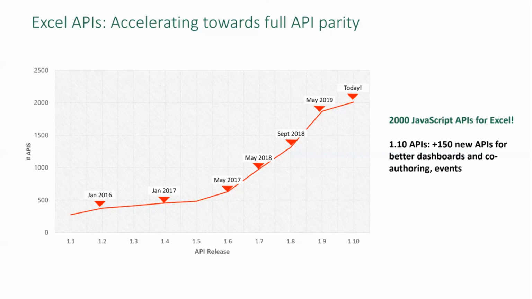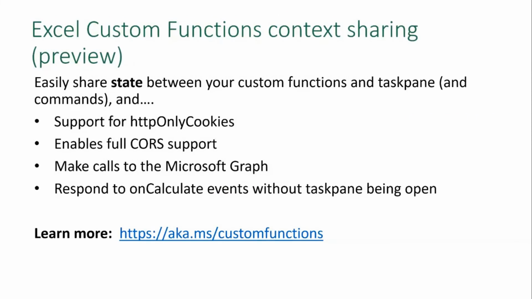So, looking at one of these areas. One of the things that we heard from the community was with JavaScript custom functions, which we GA'd at Build in May this year, that it was really hard for folks to share any sort of context between your custom function and your task pane elements, because you have to save everything to storage and read it back.